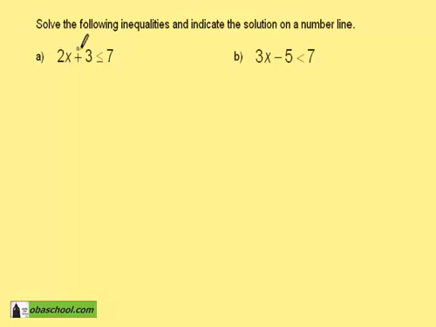We want to solve the following inequalities and indicate the solution on a number line. We have 2x plus 3 is less than or equal to 7. Start by subtracting 3 from both sides of the inequality.